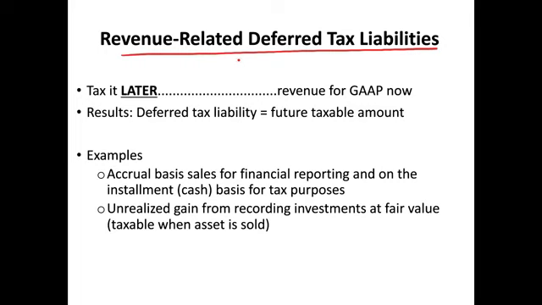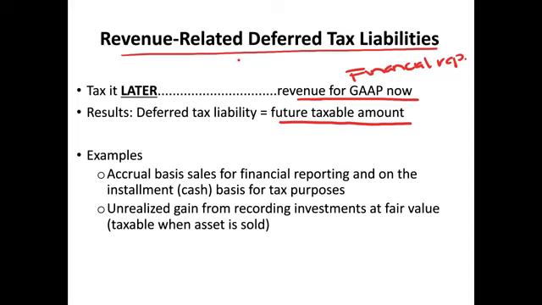So what do we mean? These are revenue items that cause deferred tax liabilities. So what this means is that for GAAP, which is financial reporting, we have revenue, right? That's income. But for tax, we're going to tax later. We're not going to recognize that revenue in our current period. We're going to recognize that revenue later in the future. And when we recognize that later for tax purposes, we're going to have to pay tax on it. So we have a future taxable amount, and we will have to record a deferred tax liability for that amount.